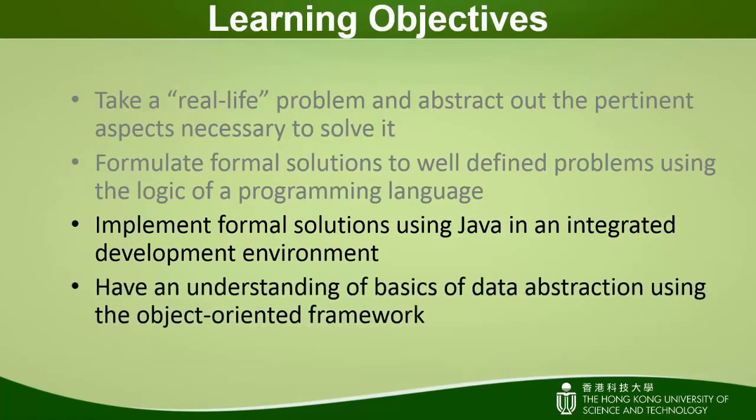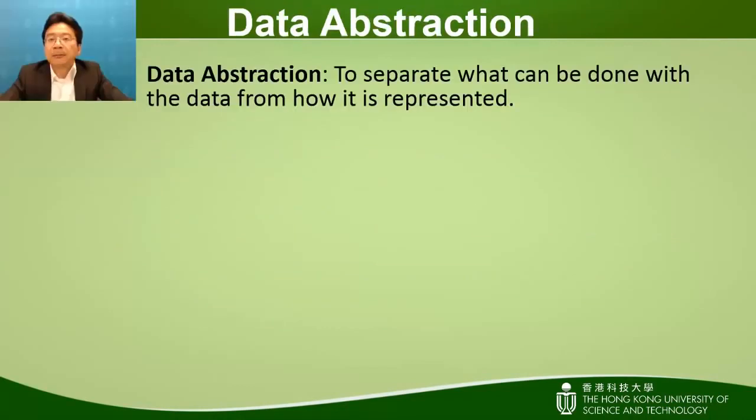Java is an object-oriented language. This course will give you an understanding of the basics of data abstraction using the object-oriented framework. I want to talk a little bit more about what data abstraction is. Data abstraction separates the essential properties of data objects from the details of how they are implemented. That is, the implementation details of data objects are hidden from the users.